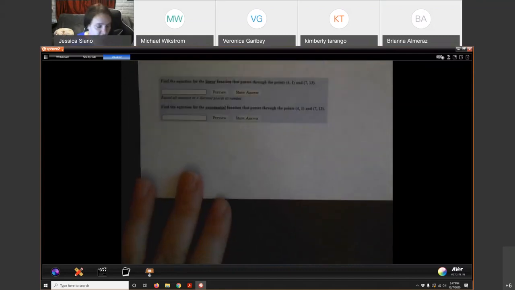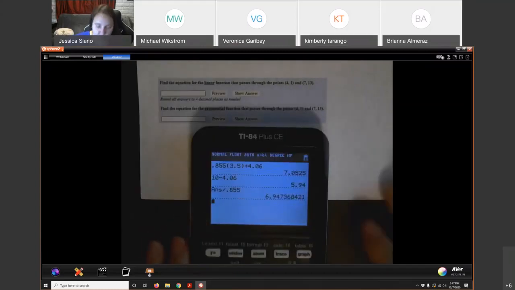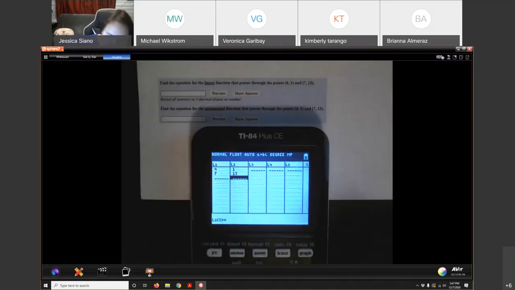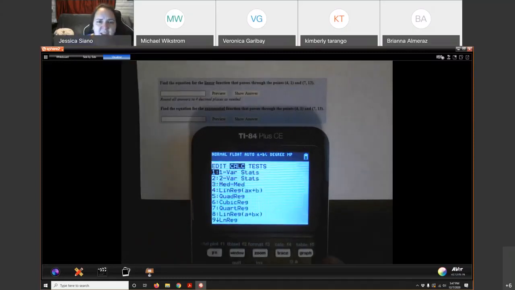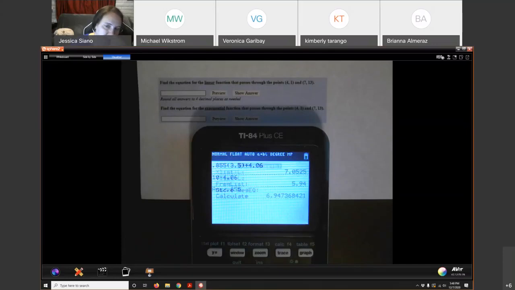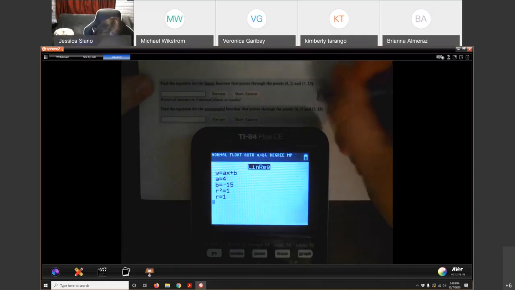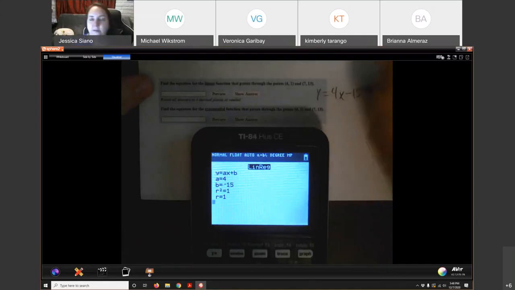I'm going to use the calculator for this one again. So back to stat, edit, delete everything that's here. My two X values are 4 and 7. My corresponding Y values are 1 and 13. Press stat, calc. The first thing that they ask for is linear. So let's do linear first. So linear is Y equals 4X minus 15.